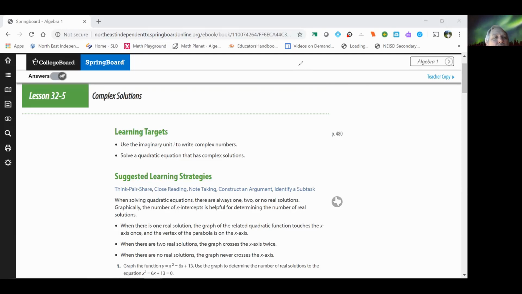Hi guys, today we're going to be covering lesson 32-5, complex solutions. Learning targets. Use the imaginary unit i to write complex numbers. Solve a quadratic equation that has complex solutions.